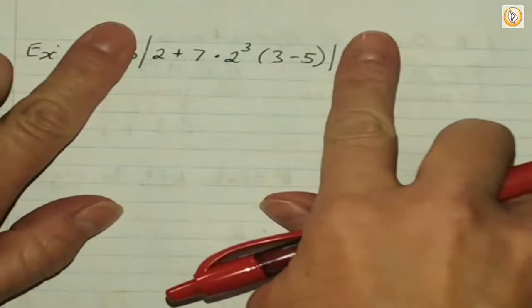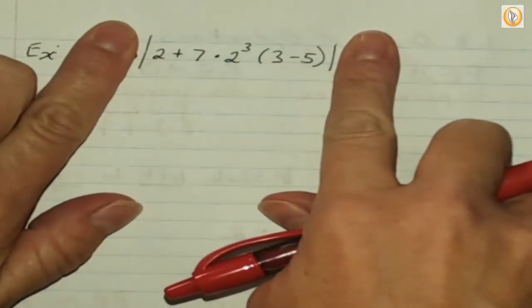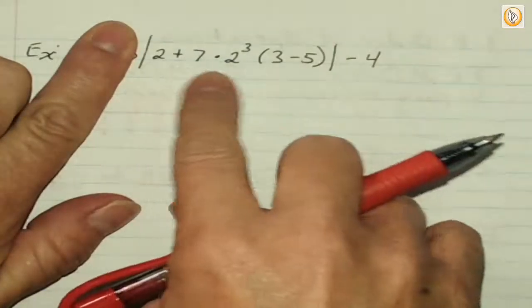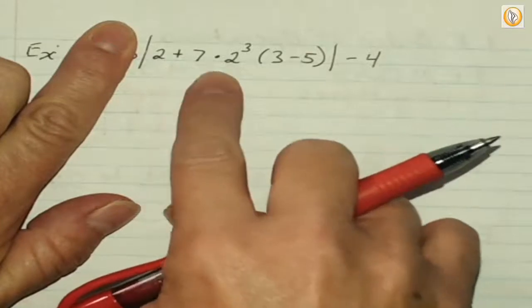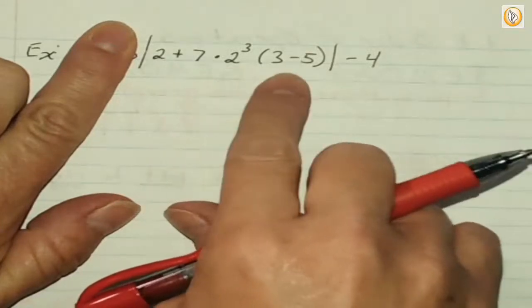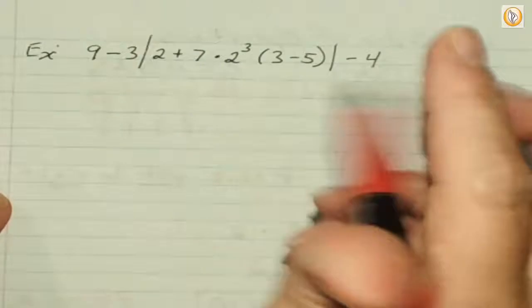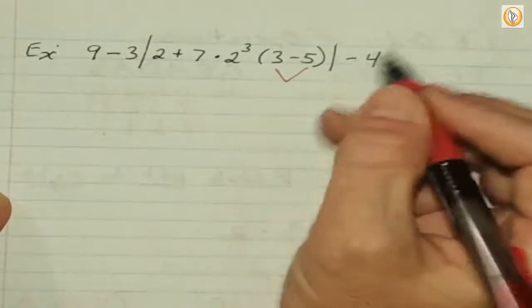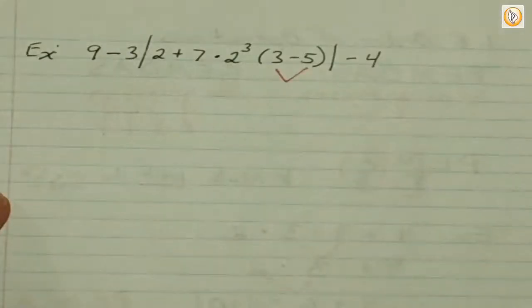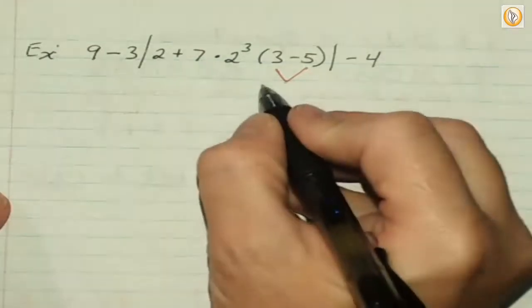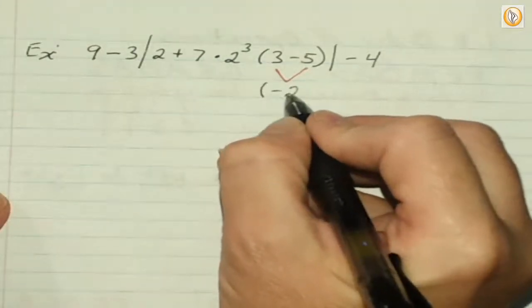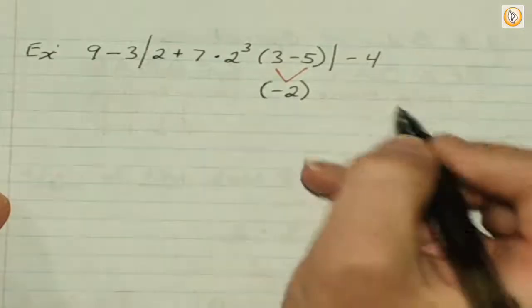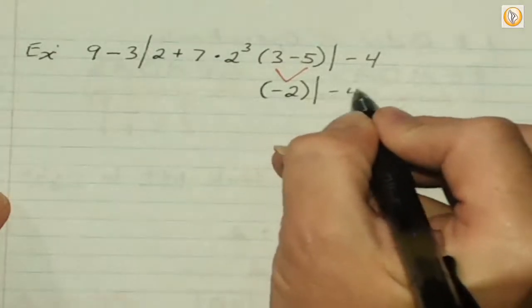Okay, so this is a big grouping that we're going to work in first. Does everyone see that? So inside that, we have an adding, a multiplying, an exponent, and another grouping. And she's correct. We're going to do this grouping first. So what is 3 minus 5? Now, look what I'm doing. I'm keeping the negative 2 in parentheses, and I'm rewriting my problem.